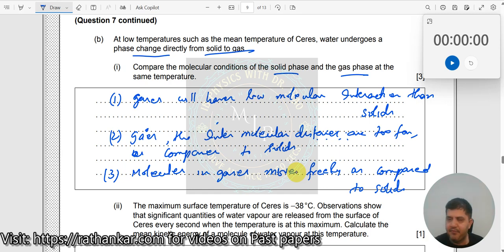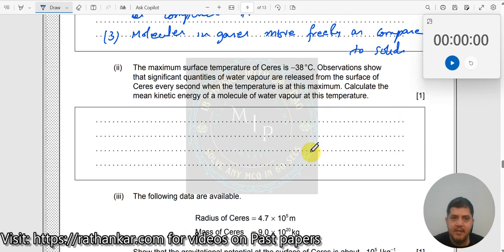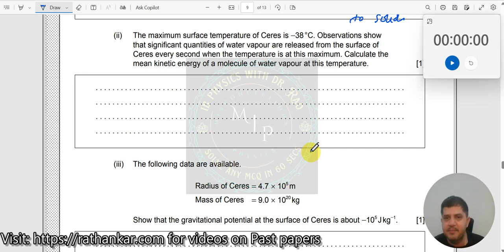Okay, now let me go for the next one. The maximum surface temperature of Ceres is minus 38 degrees Celsius. Observation shows us significant quantities of water vapor are released from the surface of Ceres every second when the temperature is at this maximum. Calculate the mean kinetic energy of a molecule of water vapor at this particular temperature.